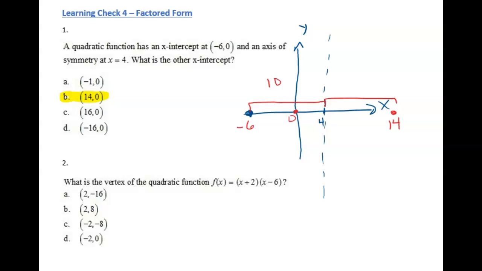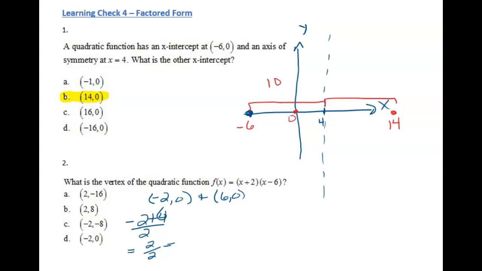Okay, question 2. What is the vertex of the quadratic function? So we have our 2 x-intercepts that we can pick out as (-2, 0) and our other one at (6, 0). If we could get our axis of symmetry, that'll help narrow down the question. To get our axis of symmetry, we add the 2 x values of our intercepts, the -2 and 4, add them, divide by 2.